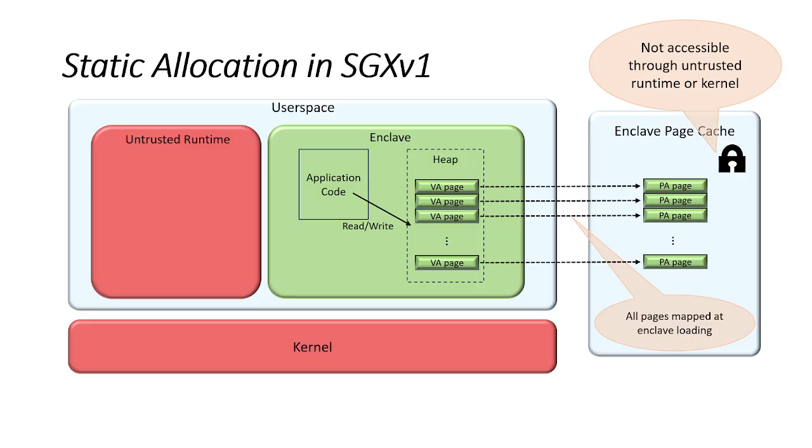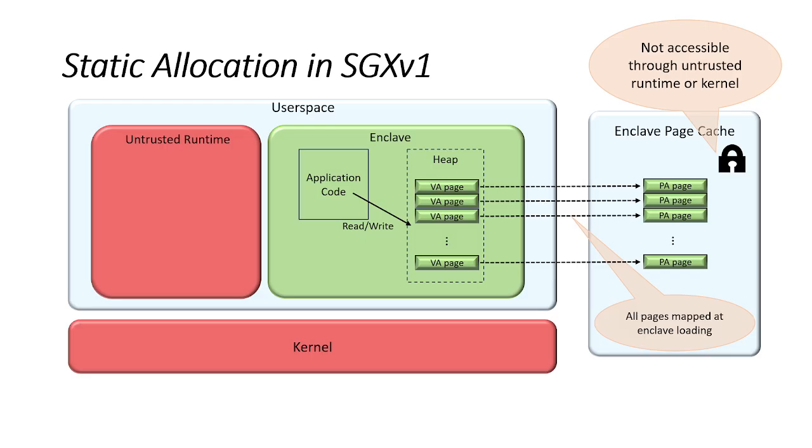Initial versions of SGX allocate memory through static allocation. All the memory of an enclave gets allocated at enclave initialization. All the virtual pages pertaining to an enclave are mapped to physical pages, which reside inside a page cache called the Enclave Page Cache, or EPC. This EPC holds all the encrypted pages in such a way that the pages are accessible only from an enclave, but neither the untrusted runtime nor the kernel.